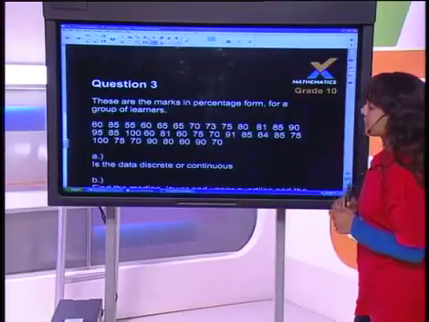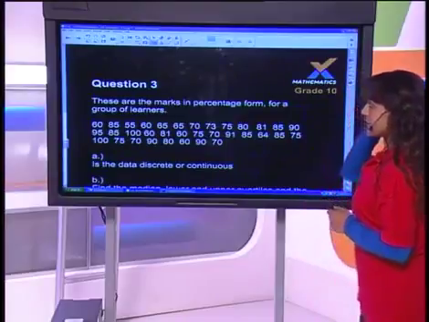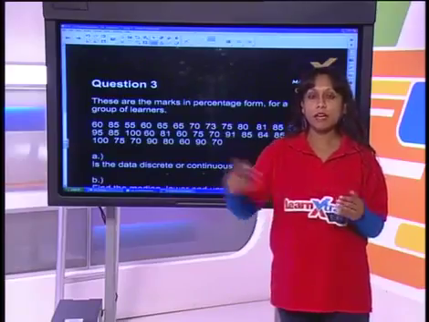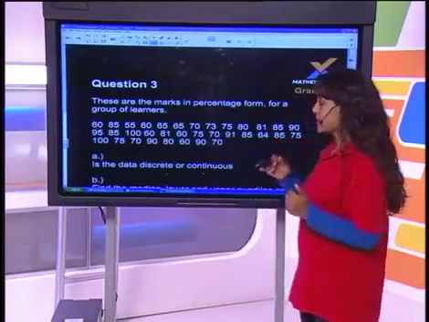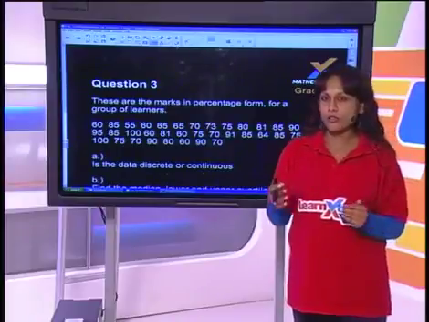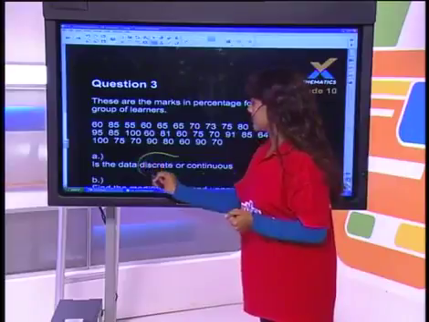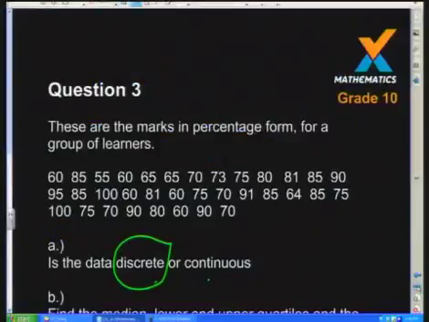All right, so we are given that these are the marks in percentage form for a group of learners. We are then asked if the data is discrete or continuous. Now remember, discrete data can be counted, and continuous data is measured. So here we can count, therefore the data is discrete. Okay, first part answered, easy. Right, let's look at the next part.